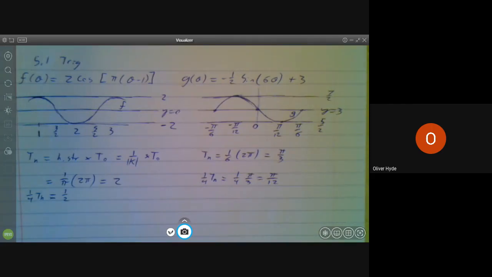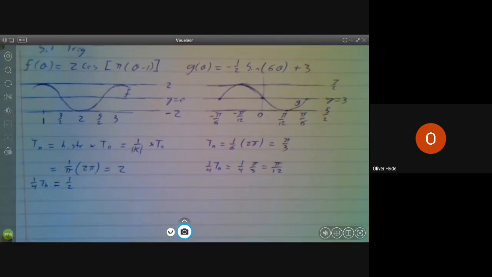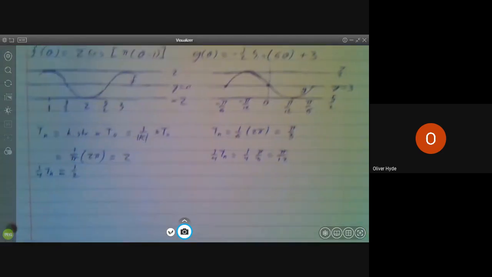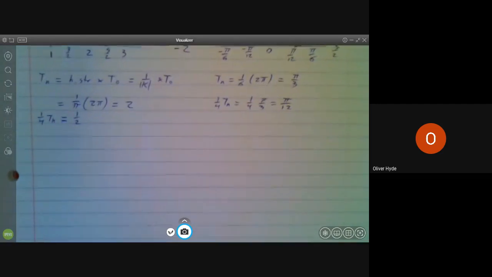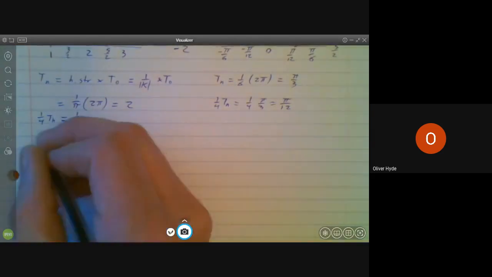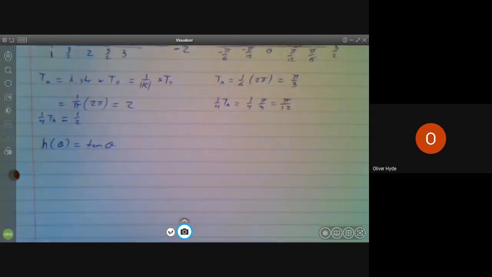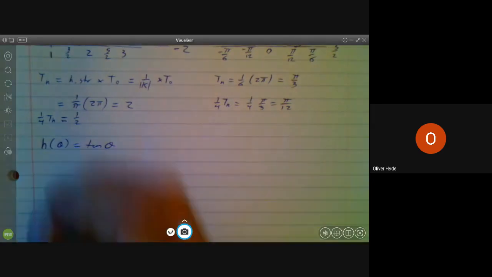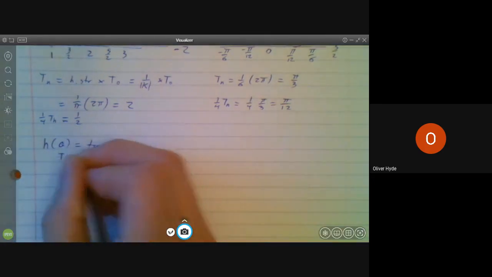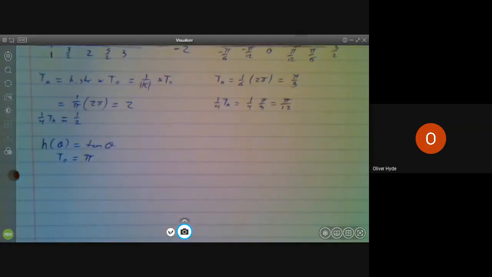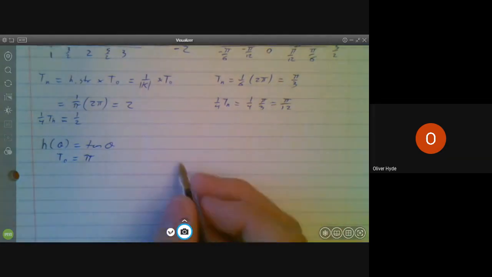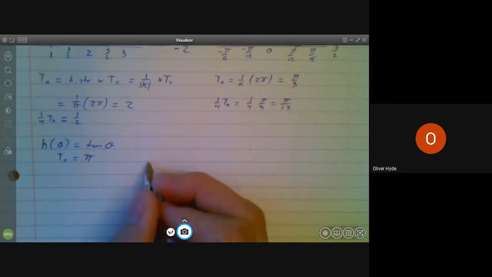All right. Let's just review a parent tangent curve. I'm going to slide down a bit here. I think I named the last one h of theta equals the tangent of theta. Most important thing to recall about the tangent curve is that its period is shorter. It is pi. It also doesn't have an amplitude. It's not sinusoidal, but it is periodic.